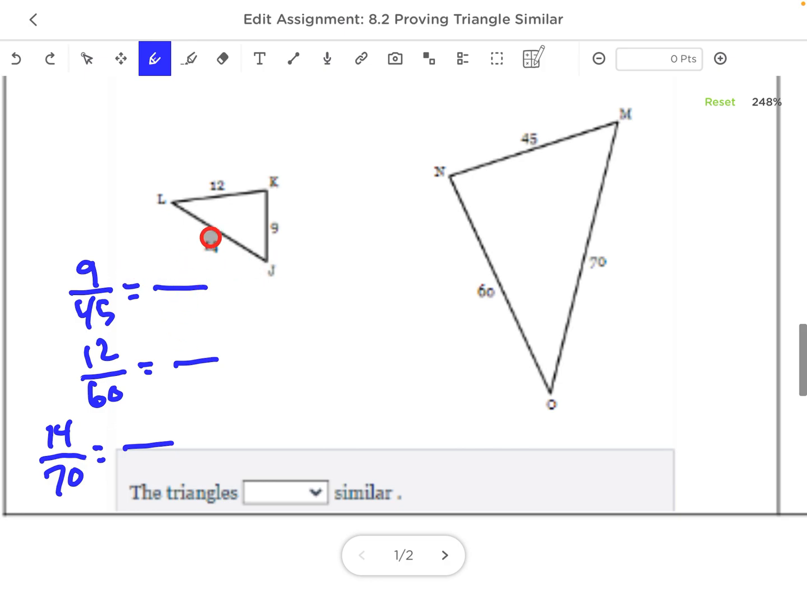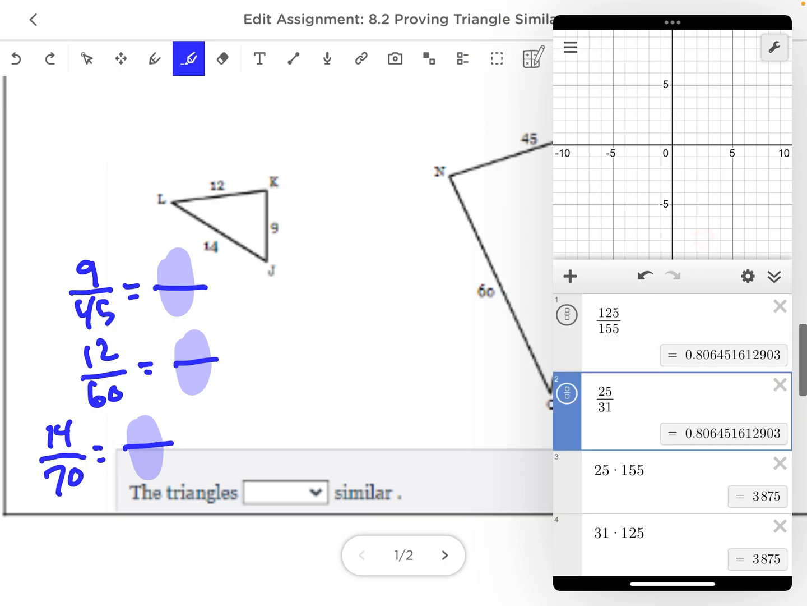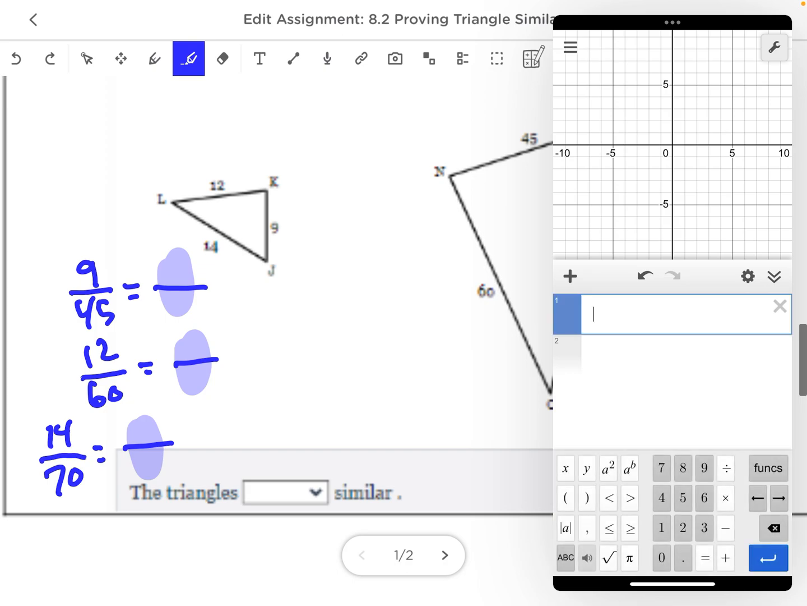If the numbers I get over here, here, and here are the same, that means they are proportional. So let's go and type that into our calculator. Let's get rid of all this stuff right here. Let's start by putting our division button. I'm just going to put 9 over 45, so 9 on top and 45 on the bottom. That gives us 0.2.